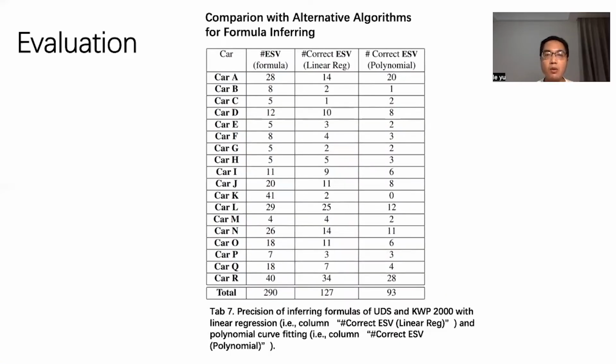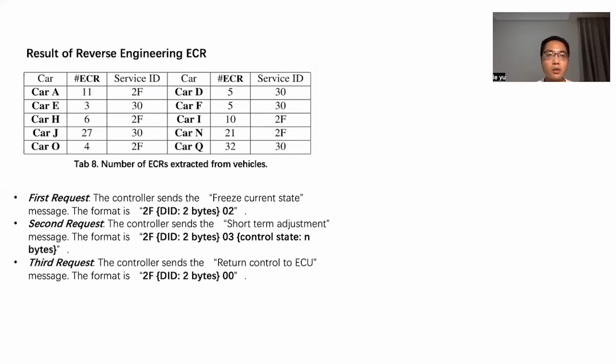We compared our method with 2 existing formula inferring algorithms. One is called linear regression, and the other is called polynomial curve fitting. These 2 methods can only recover about 127 formulas and 93 formulas. For the 18 vehicles, we successfully used the professional diagnostic tools to control the ECU components of 10 of them. And for all of the controlled ECU components, we can recover the semantic meaning of the request messages successfully.